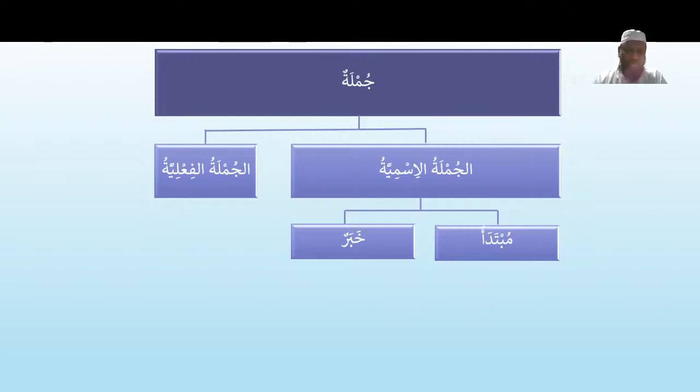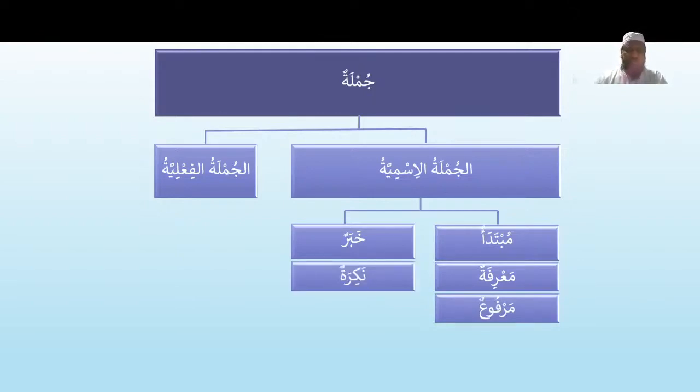In a later lesson, we will see how to make a jumla ismiya even longer, adding other isms to the jumla ismiya. Now, the rules of mubtada and khabar: in terms of ta'yin, mubtada is ma'rifa, and in terms of i'rab, mubtada is marfu'. Rules of khabar: in terms of ta'yin, khabar is nakira, and in terms of i'rab, the khabar is marfu'.